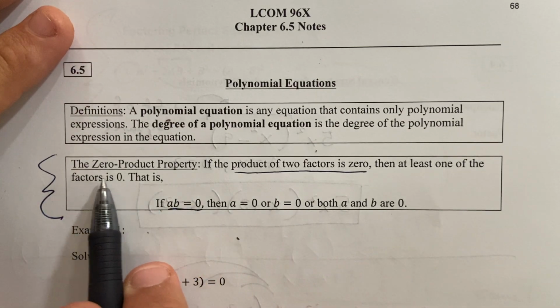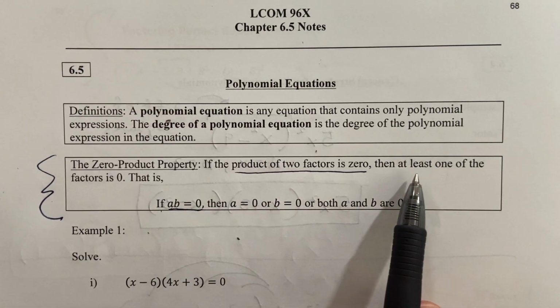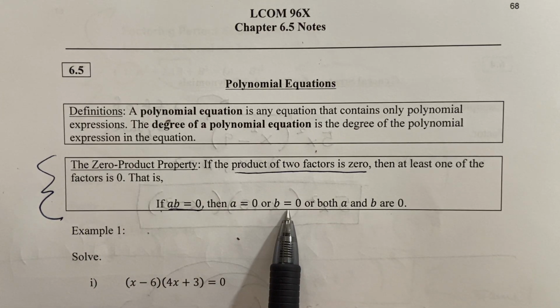So let's read it again. It says, if the product of two factors is 0, then either A is 0, right? At least one of the factors is 0 means either A has to be 0 or B has to be 0.